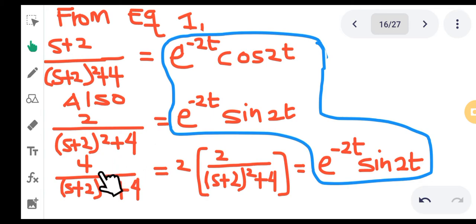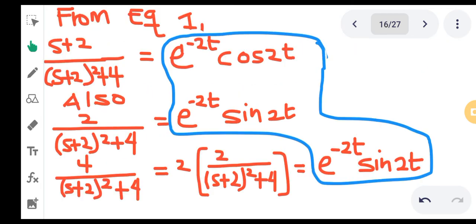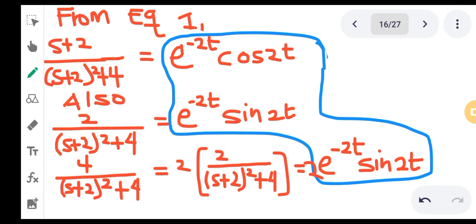Here too is 4 over s plus 2 all square plus 4, and you know that this can be written as 2 times 2 over s plus 2 all square plus 4. And we know the answer for this, the same thing. We had e exponent minus 2t sine 2t. So we just multiply it by 2. So you are going to get 2 multiplying the e exponent minus 2t sine 2t.